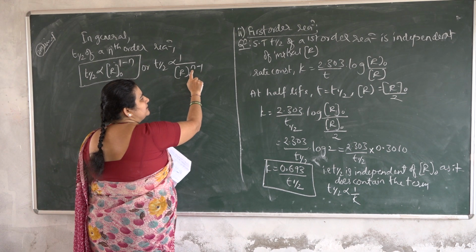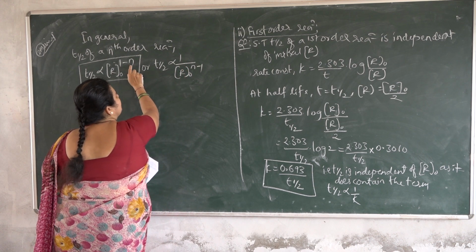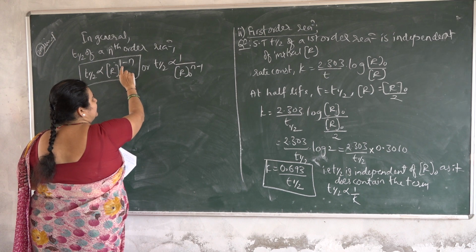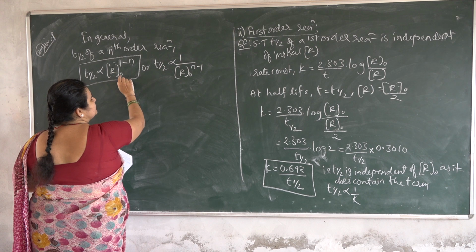If n is equal to 1, then here n is equal to 0, then R raised to 1; n is equal to 1, 0; n is equal to 2, minus 1, like that.